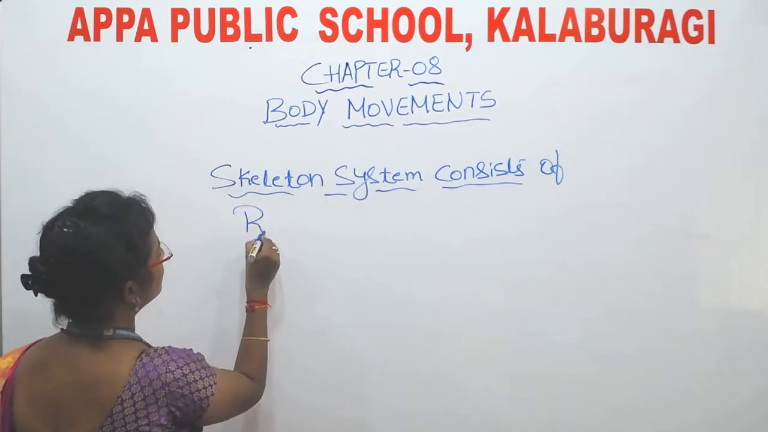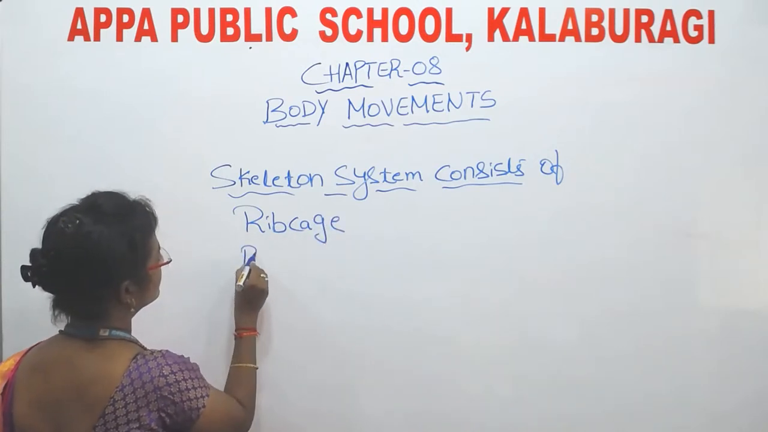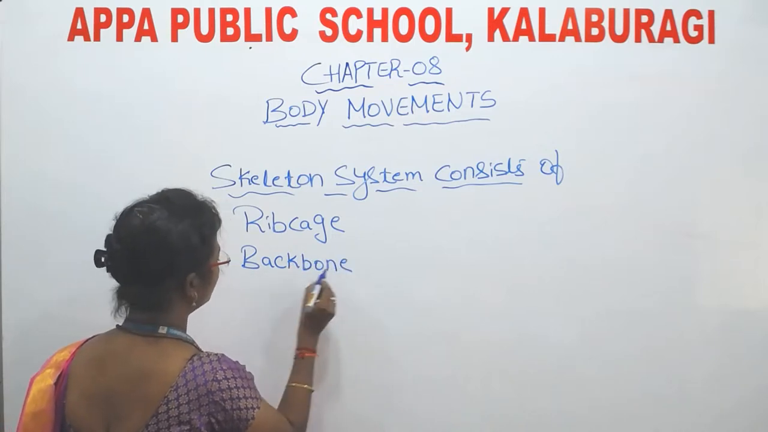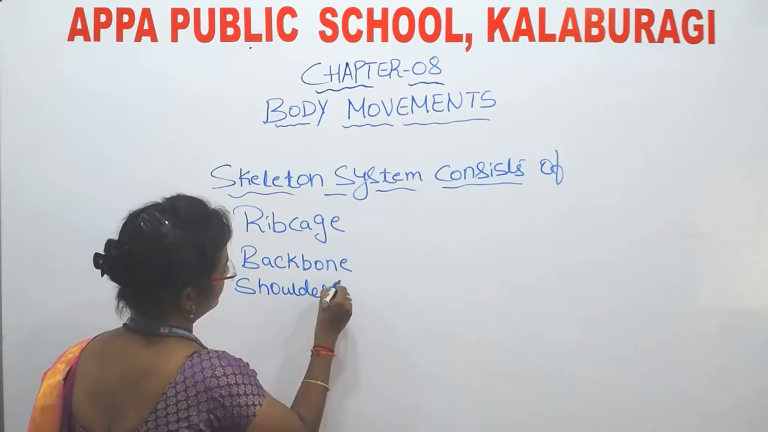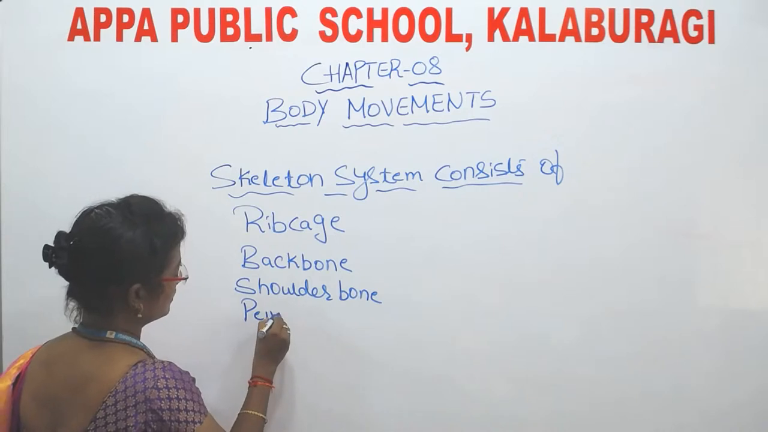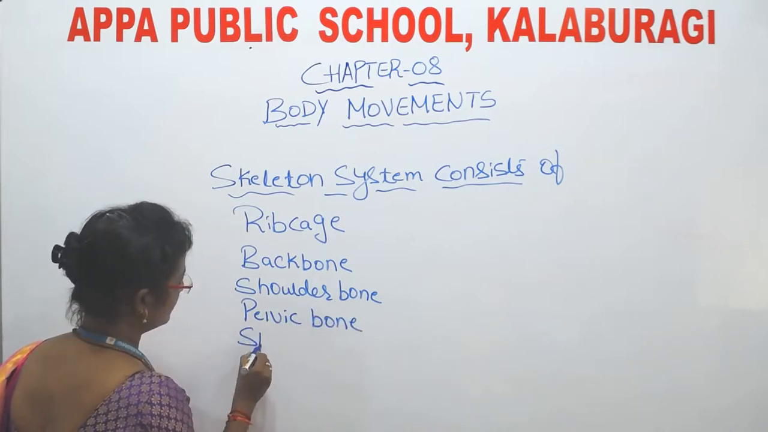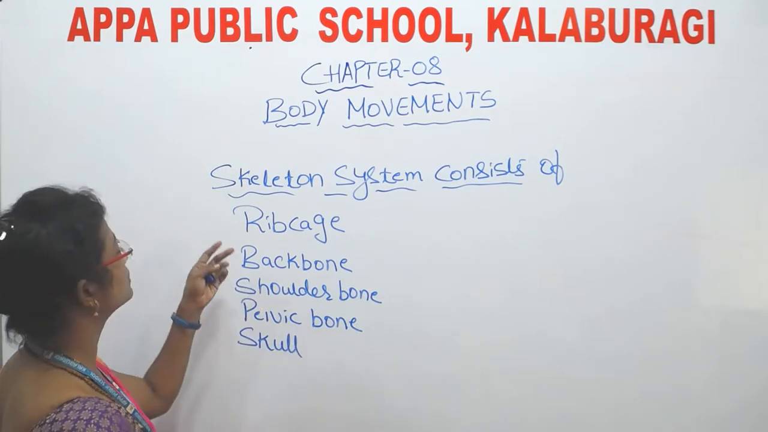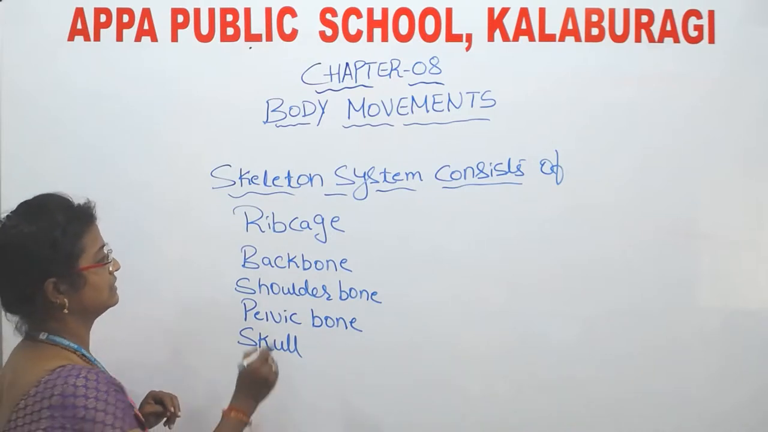It consists of the ribcage, backbone, shoulder bone, pelvic bone, and skull, isn't it? So we have discussed the ribcage, backbone, shoulder bone, pelvic bone, and skull.